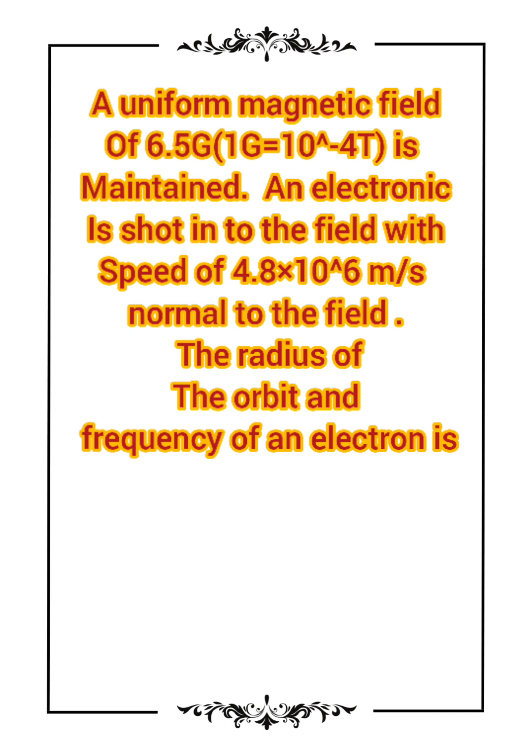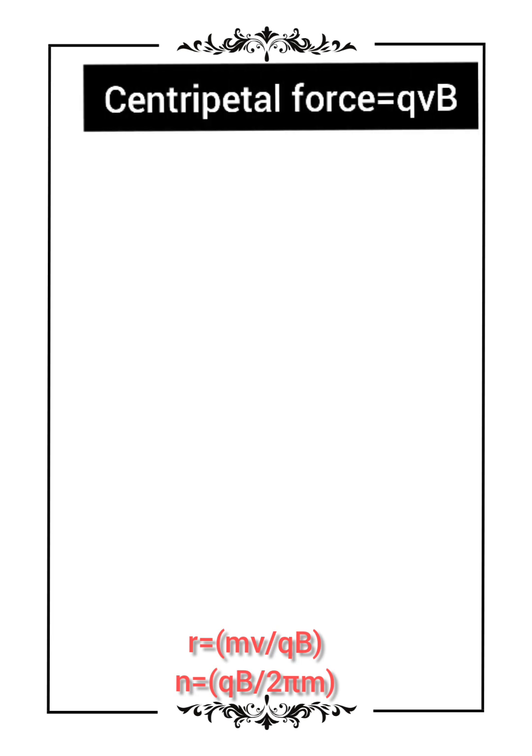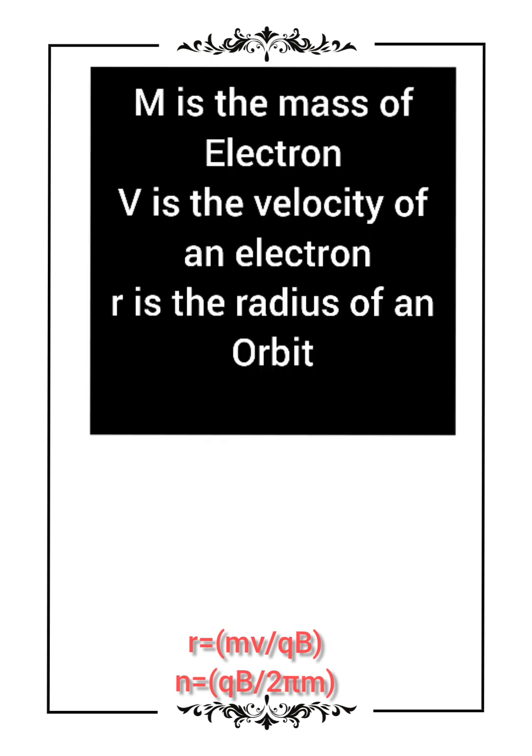When any charged particle enters a magnetic field, it traces a circular path. Therefore, centripetal force is equal to qvB. Therefore, R is equal to mv by qB and ν is equal to qB by 2πm.